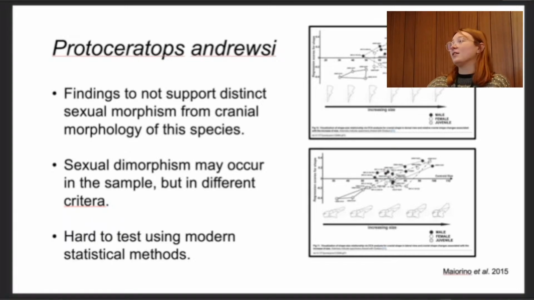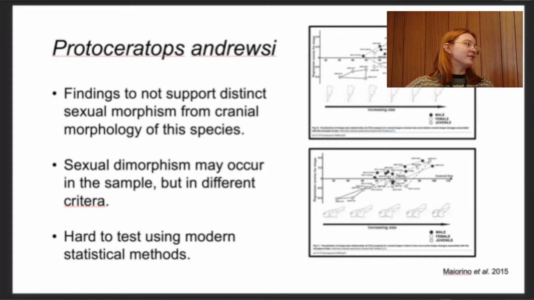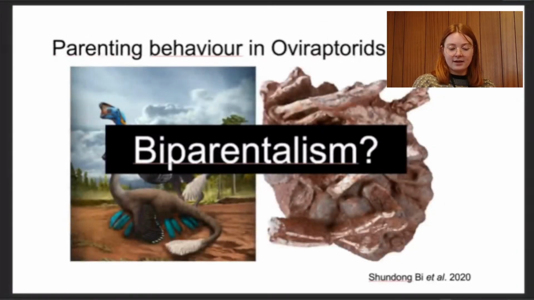But this is really hard stuff to test using modern statistical methods because it is essentially down to the fossils that we have. So it's really hard to actually quantify and use tests to determine. But it's really interesting that when you apply different stats to it, you yield different results. So it's like, what is the most parsimonious result, really? So we can get rid of this as well.